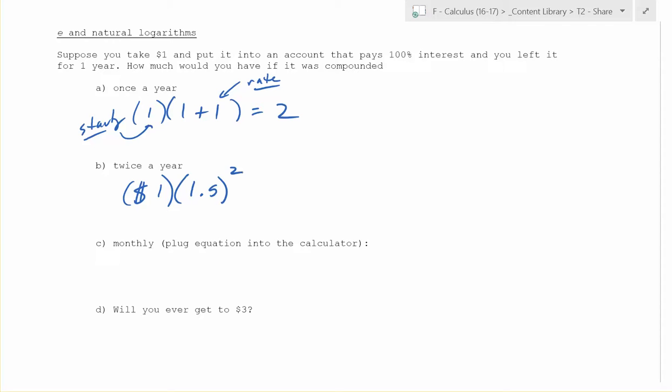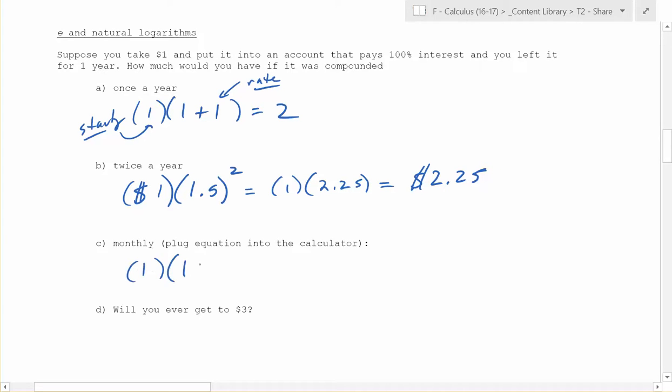You might actually know, what's 1.5 times 1.5? It's 2.25. So you get $2.25. Did we make a little more money? Okay, so what about monthly? Instead of 0.5, what is it going to be? 1 times 1 plus what? 1/12 raised to what power? To the 12 times. Use your calculator and do that for me.